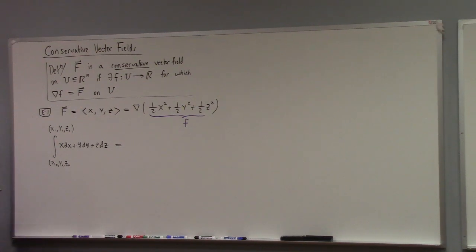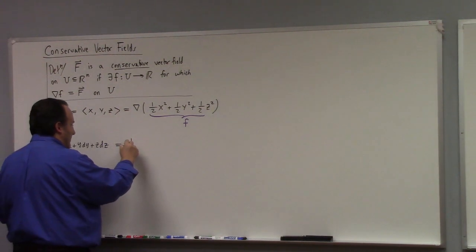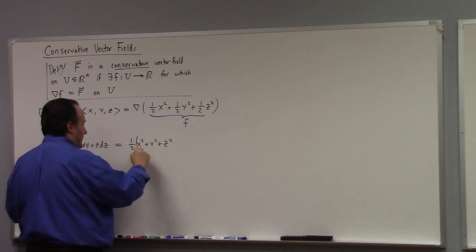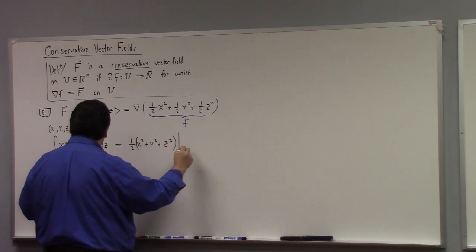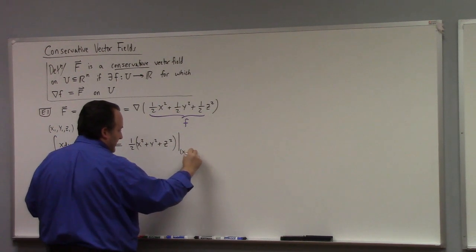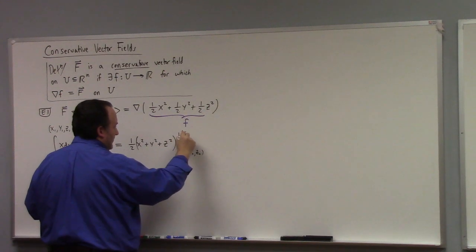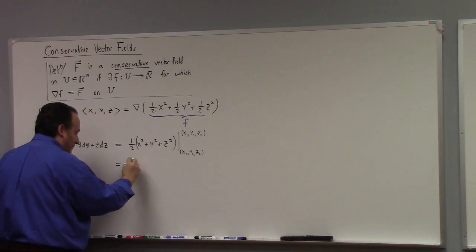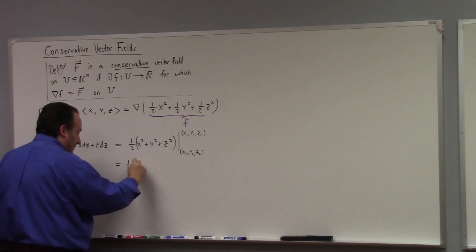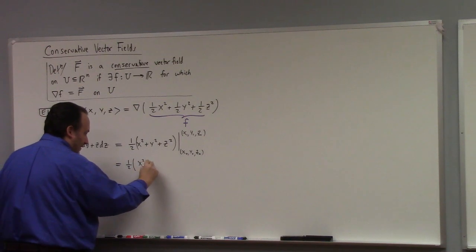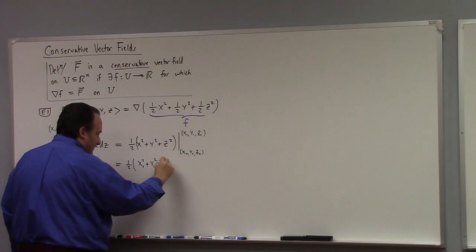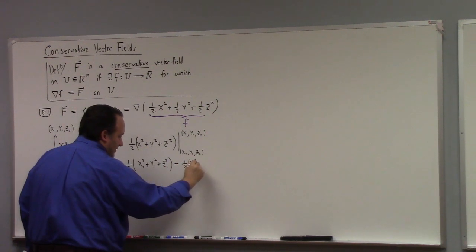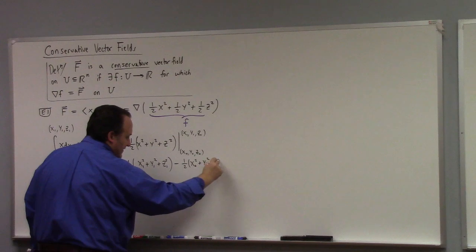And so the fundamental theorem of calculus for line integrals says that's 1/2 times x squared plus y squared plus z squared, I factored the half out, evaluated from x naught, y naught, z naught to x1, y1, z1. So the answer here would be 1/2 (x1 squared plus y1 squared plus z1 squared) minus 1/2 (x naught squared plus y naught squared plus z naught squared).